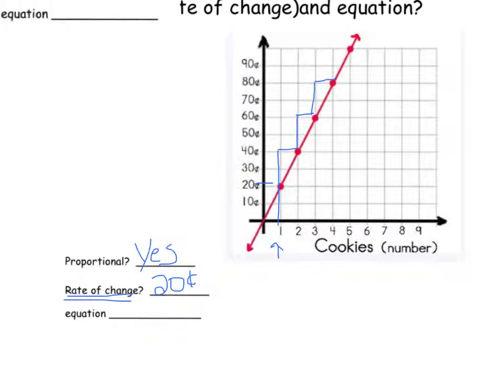So the equation would be the cost. So I'm just going to use y for cost and x for the number of cookies. To get the cost, we would have to take the number of cookies and multiply it by 20 cents. And I'm going to put 20 cents in decimal form so we don't think it's $20. $20 for one cookie would be pretty expensive. So we find the cost, y, by taking the number of cookies, x, and multiplying it by 20 cents. y equals 0.2x.